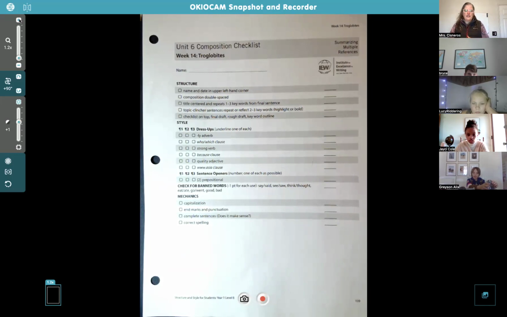Topic clincher in each paragraph. So if your paragraph, like the one I just read, is about olms, you'll highlight olm and then something else in the first sentence, and then olm and then something else in the last sentence of the paragraph.